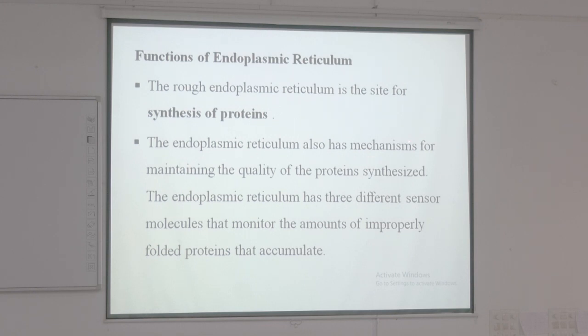The endoplasmic reticulum is also the mechanism for maintaining the quality of the protein synthesized. The endoplasmic reticulum has three different sensor molecules that monitor the amount of improperly folded protein that accumulates. Basically, we talk about post-translational modification. If there are proteins which are not appropriate for the body in translation, they may be modified by the endoplasmic reticulum, and we call this modification post-translational modification. So these organelles participate in the PTM process. Okay.